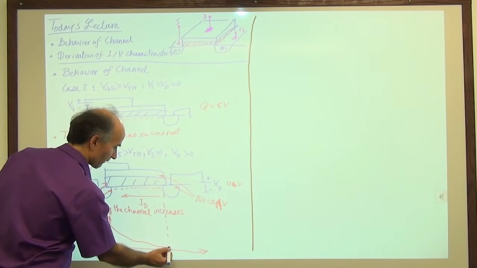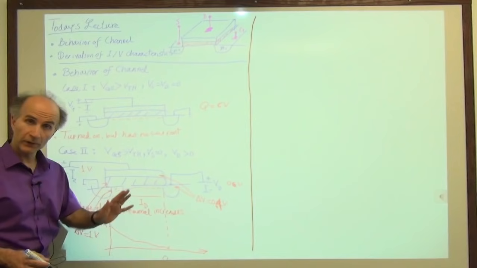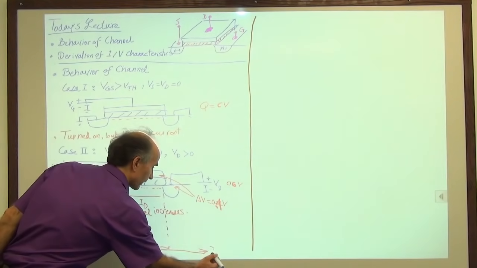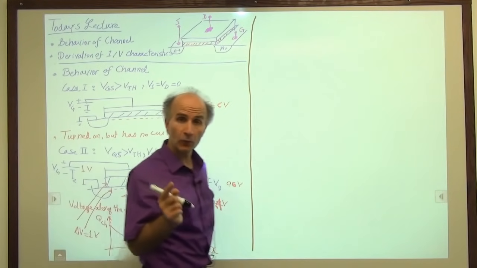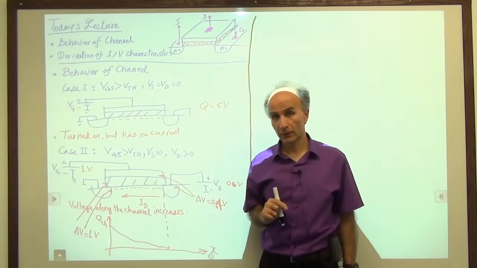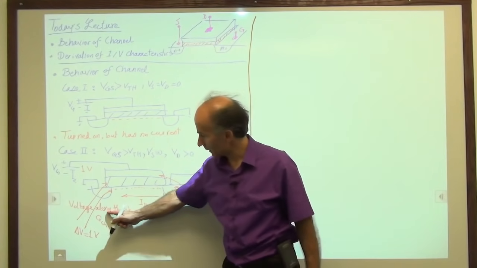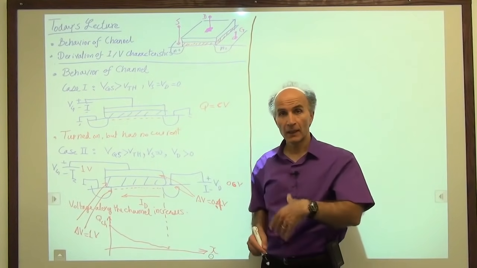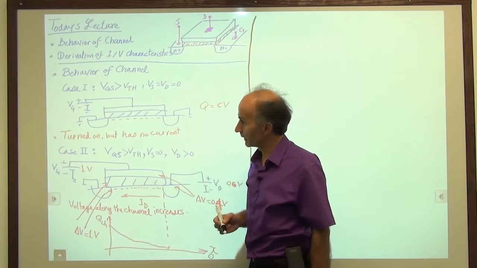So it gets to some value. Is it zero? We don't know how much it is. We don't know how it varies. All we know is it goes down. So that is the important point that we see when the drain voltage is not equal to the source voltage. So we see that the channel charge goes down. We need to remember this later on when we want to derive the IV characteristics.